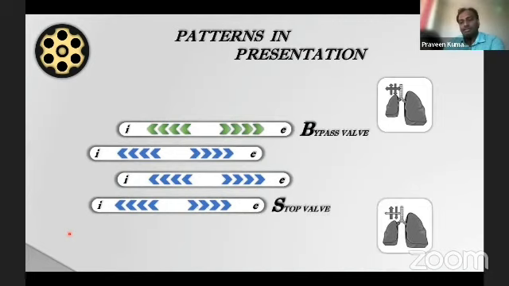And the second is stop valve, where the obstruction is totally occluding the flow of gas across the site. So there won't be any movement of gases across the obstruction, and the lung will slowly go for absorption atelectasis followed by collapse consolidation. There won't be any movement of gas across the obstruction both during inspiration and expiration.